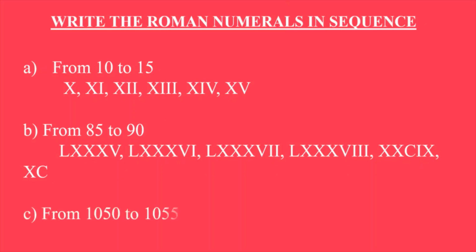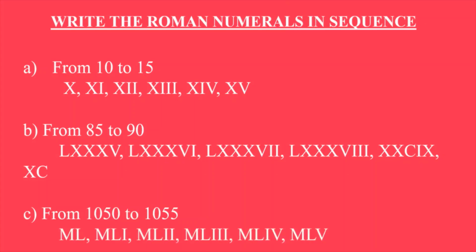And the third one, 1050 to 1055. So 1000 is M and 50 is L. So ML, MLI and so on till the last symbol. So this is all you have to write, children.